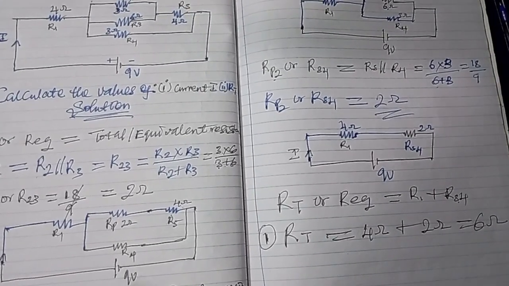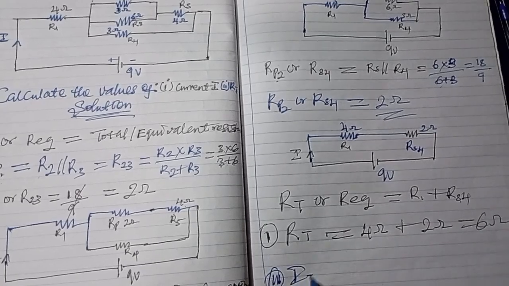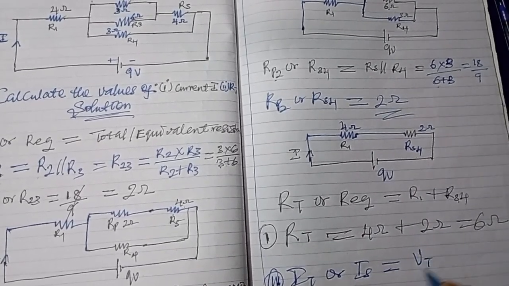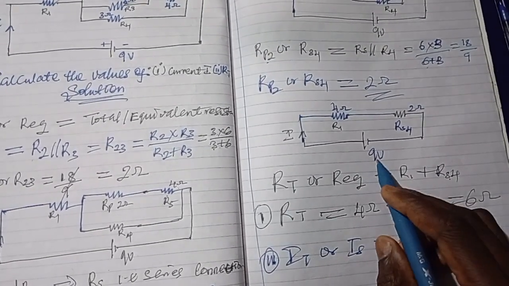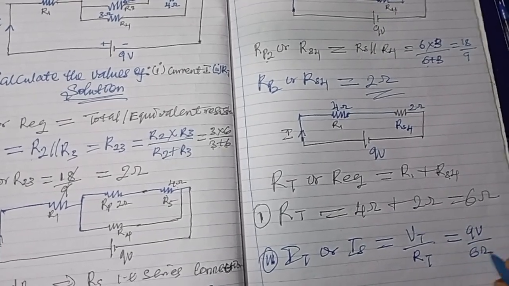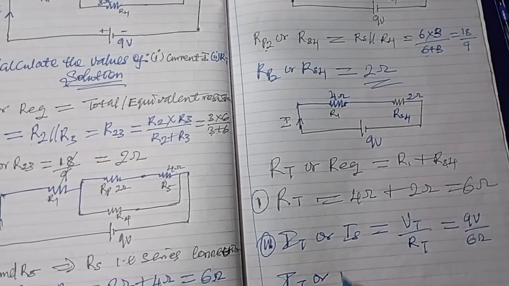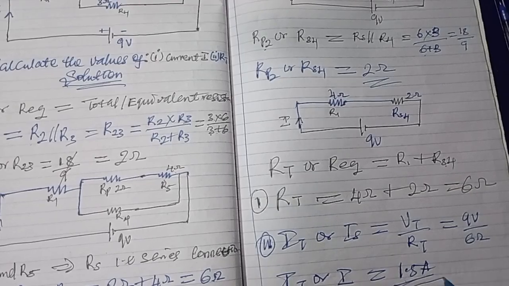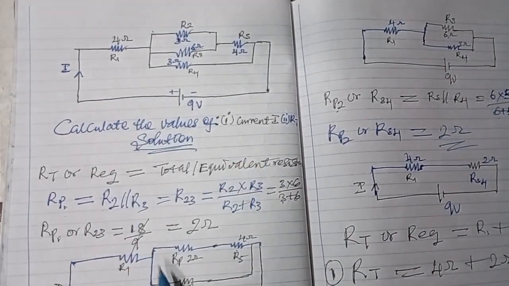Now let's calculate the current. So let's say the current IT, or I source, the source current, is equal to VT over RT. So our VT now is this 9 volts divided by RT, 6 ohms. So the source current I is equal to 1.5 amperes. Good. So the current flowing through this circuit is 1.5 amps.